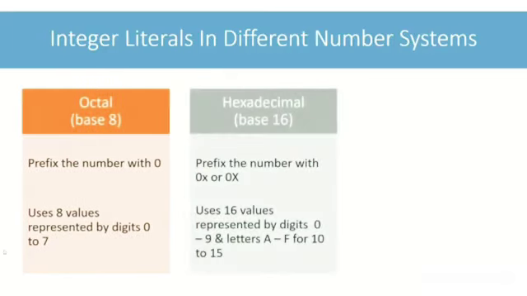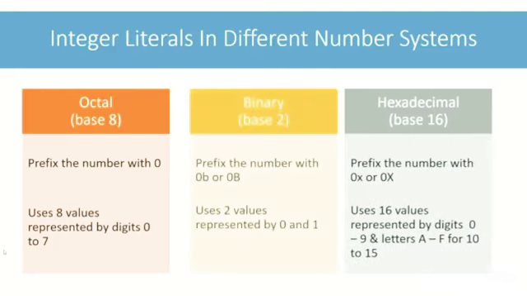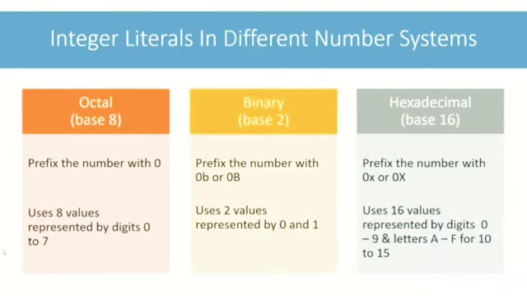To write a number as a hexadecimal number, prefix it with 0x. The case of x doesn't matter. You can use either capital X or small x. The hexadecimal number system uses digits 0 to 9 to represent values from 0 to 9 and letters A to F to represent values from 10 to 15. Again, the case of letters A to F doesn't matter. You can use either lowercase or uppercase. To write a number as a binary number, prefix it with 0b. Here again, b can be in any case.